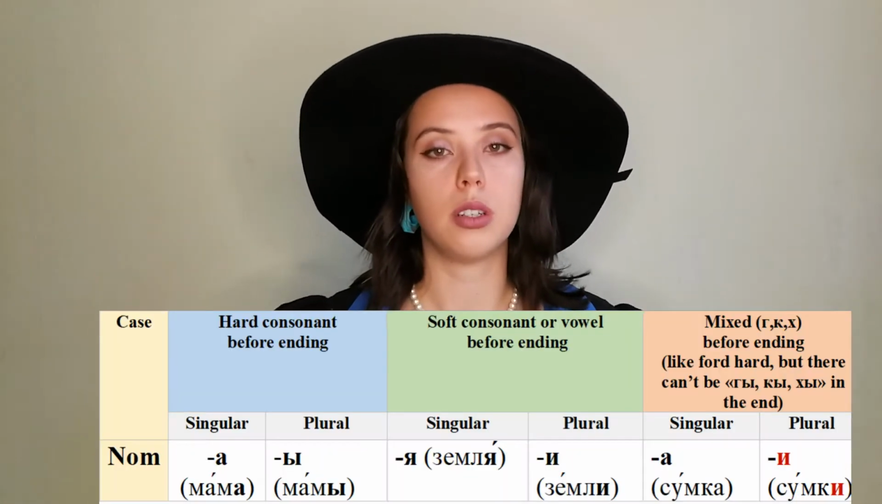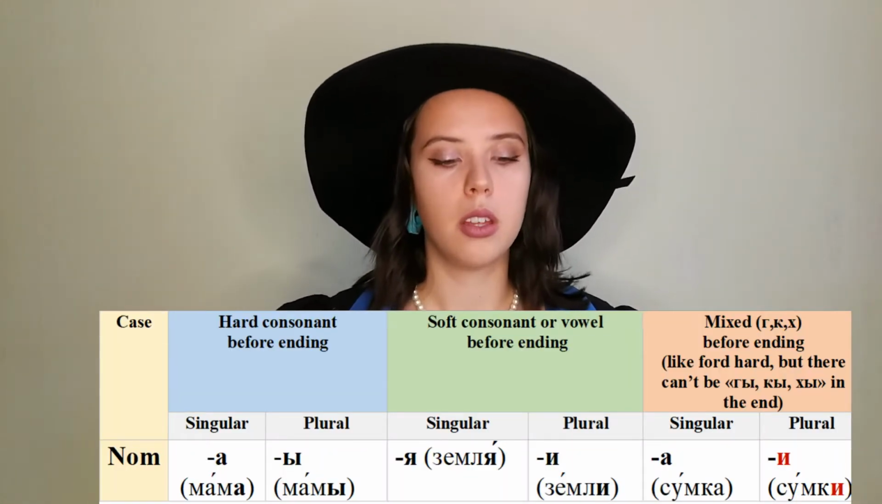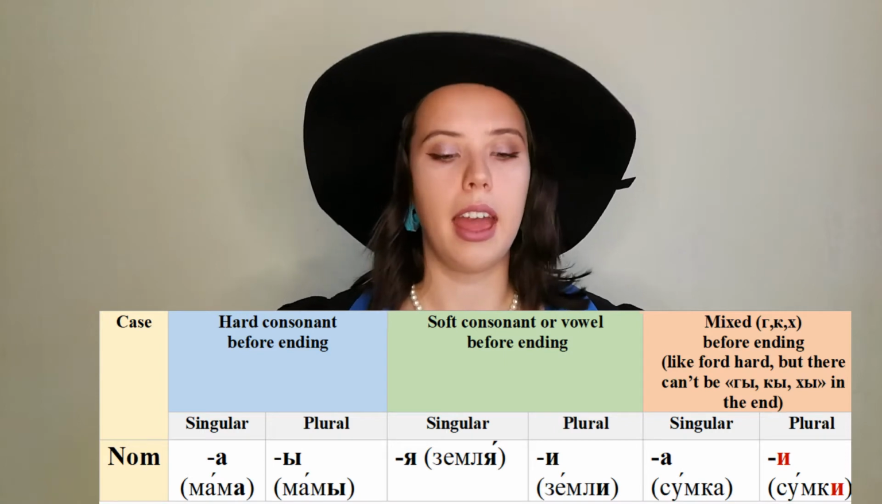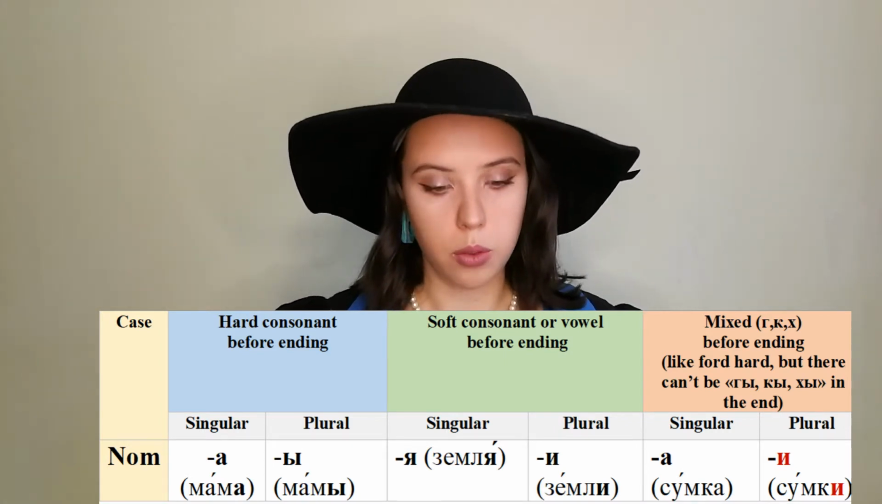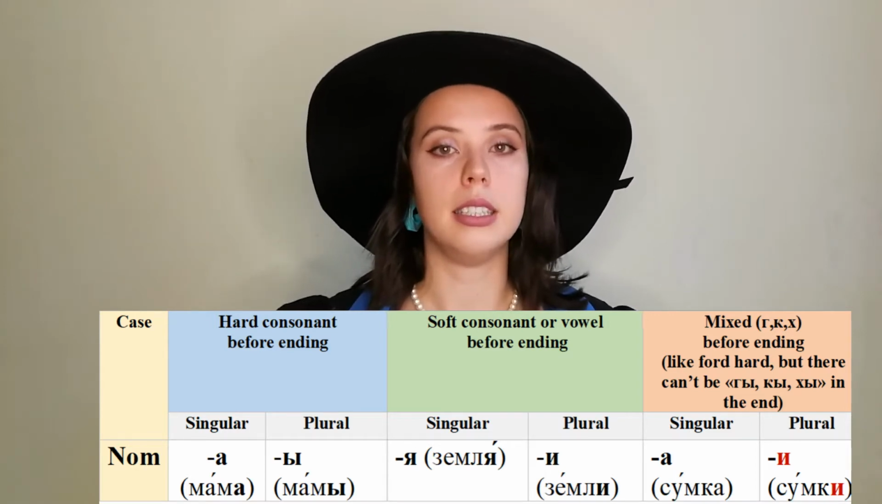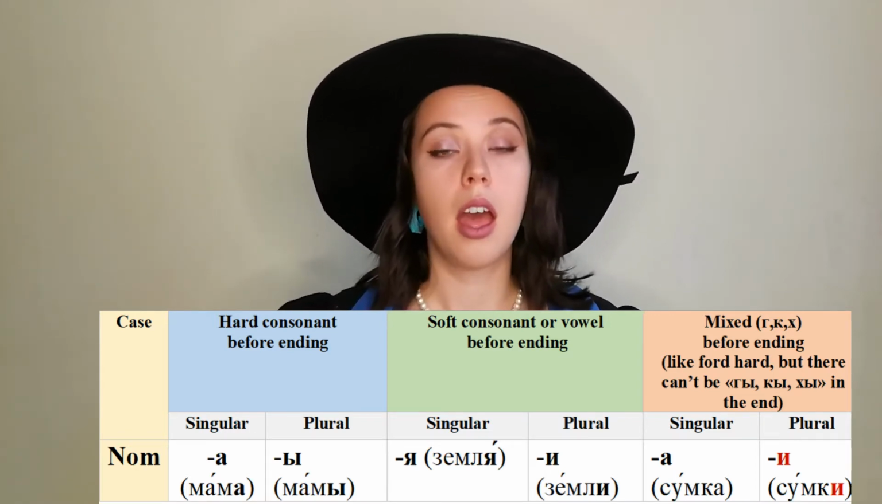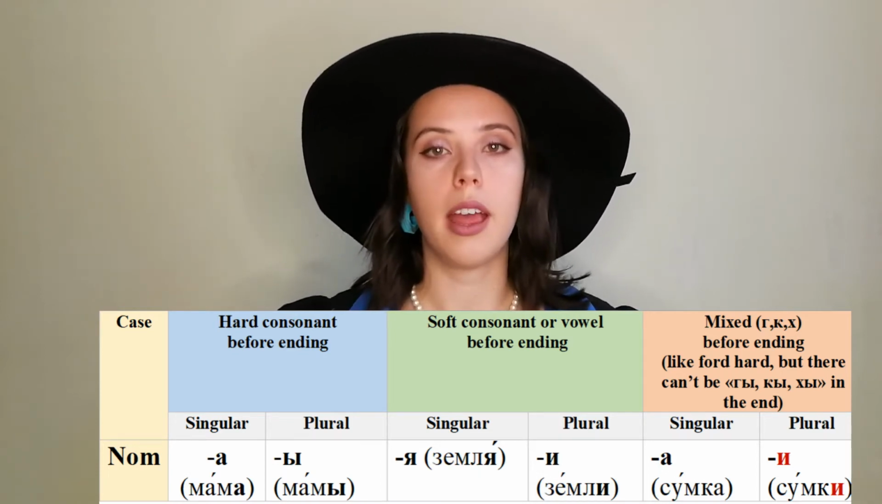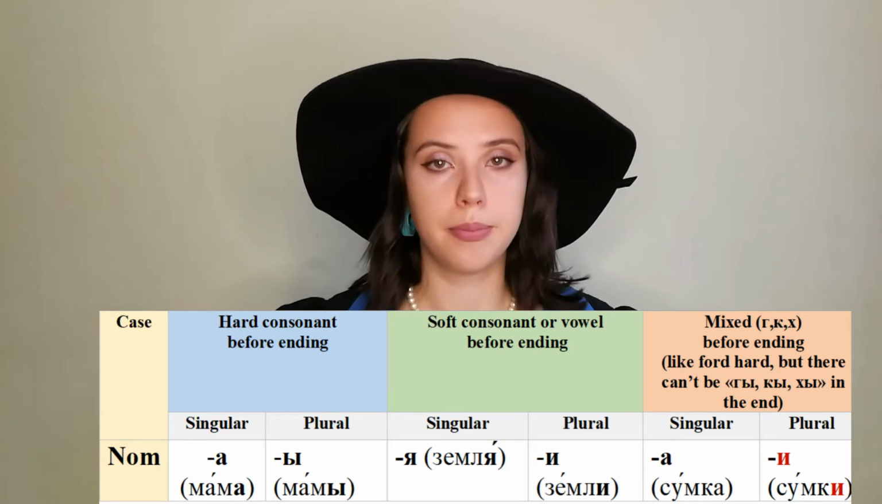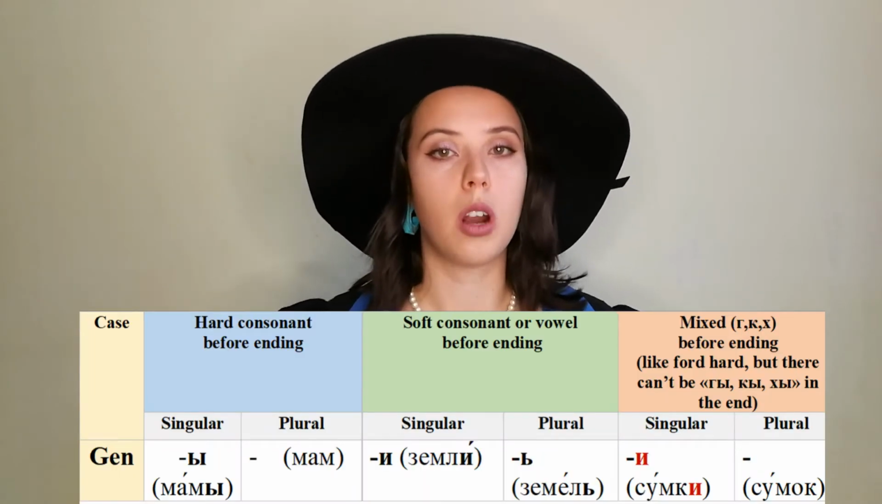And let me read the examples for you so you would understand my table. Firstly goes nominative. For the singular form we have the ending a. For example, мама, a in the end is the ending. For the soft version, we have the ending ya, земля, ending ya. And for the mixed version, we have also the ending a, as it is for hard, сумка. Yes? So let's go to the genitive. For the genitive, for the hard version, it will be the ending y. So мама, мамы.